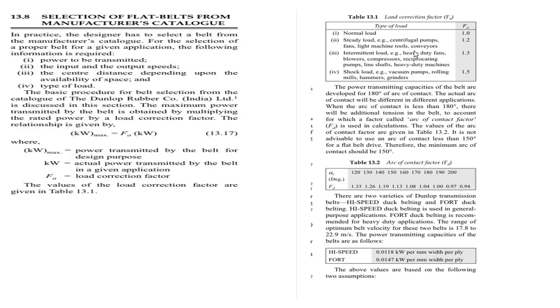Next category is the steady load. Examples are centrifugal pumps. If you are going to operate a centrifugal pump with the help of belts, then you can use 1.2 as a power correction factor. Fans, that is, the small exhaust fans, radiator fans, etc. Light machine tools like a lathe machine, drilling machine, or a grinding machine for tool shaping, and conveyors come under the steady load category.